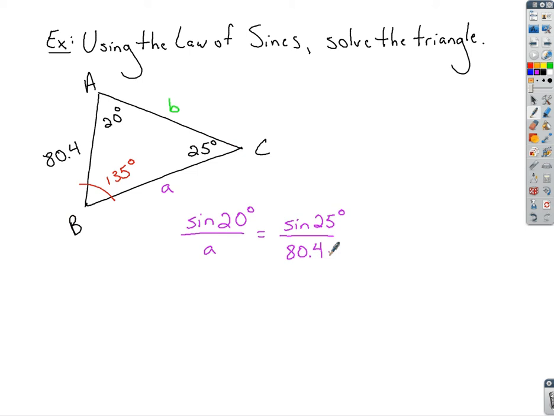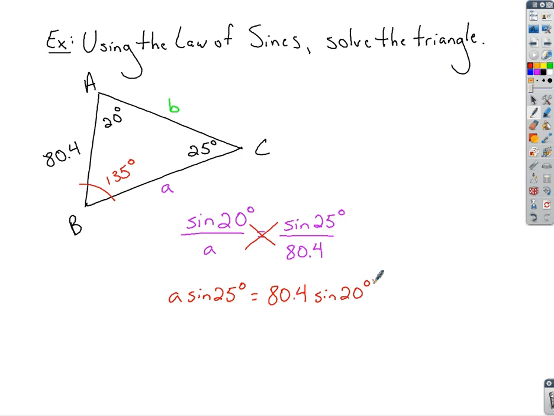See, it wouldn't make sense to set that equal to the sine of 135 over b, because we still have a variable in place over there. We don't know what b is. That's too many unknowns. So set it equal to a ratio where you know both values. Once you do this, we've used the law of sines to get to this point. Just do a little cross multiplication. We're going to take a times the sine of 25. Set that equal to 80.4, that side measure, times the sine of 20 for the other diagonal.